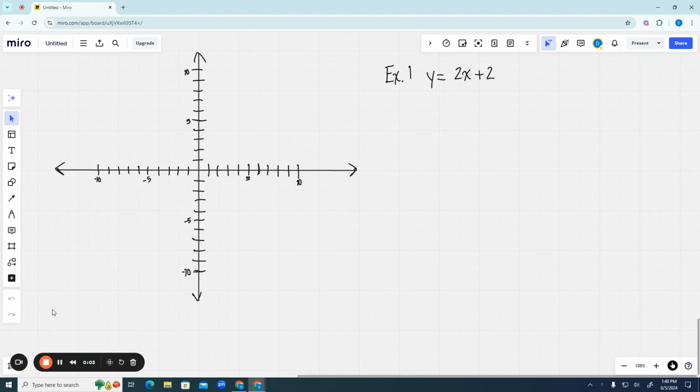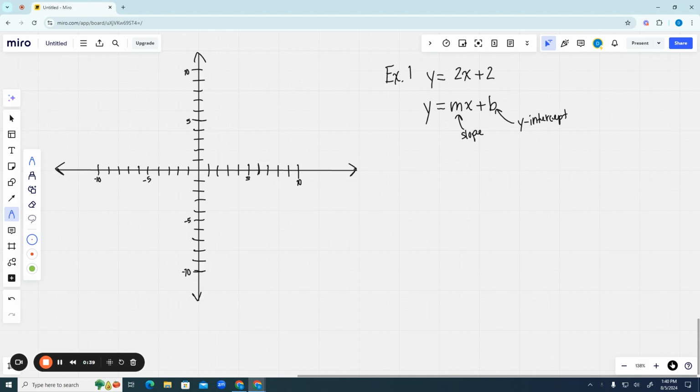Hello. Today we are going to be graphing some lines. With this first example, I would like to point out that this one is in the form of this equation here. And so this B right here is what we call the y-intercept. And the M is the slope.